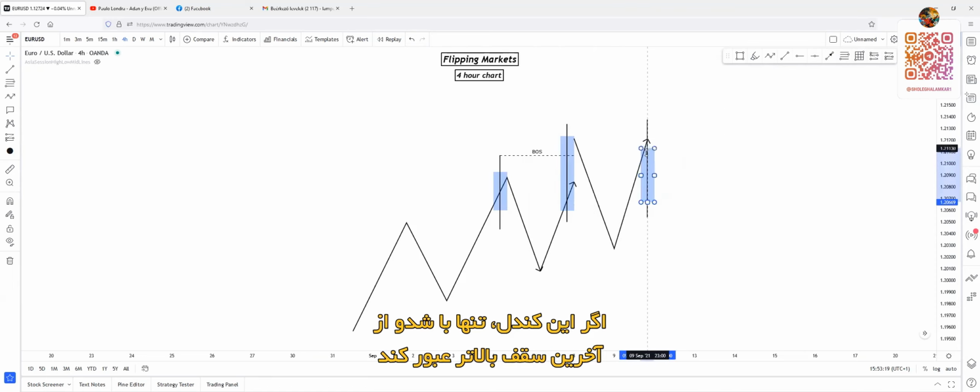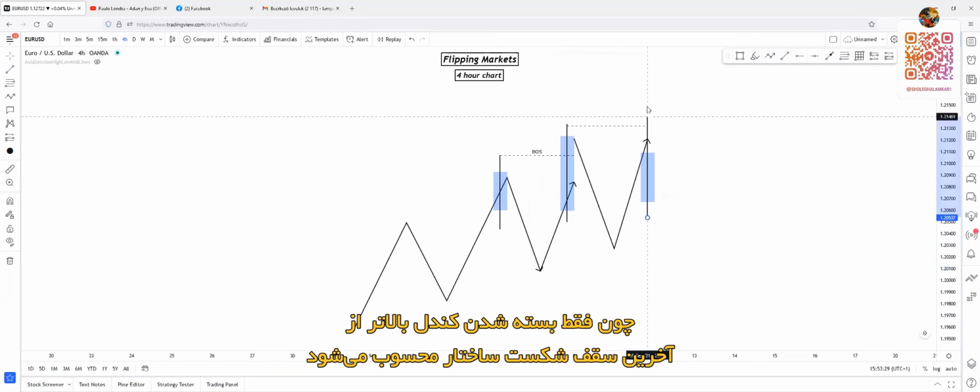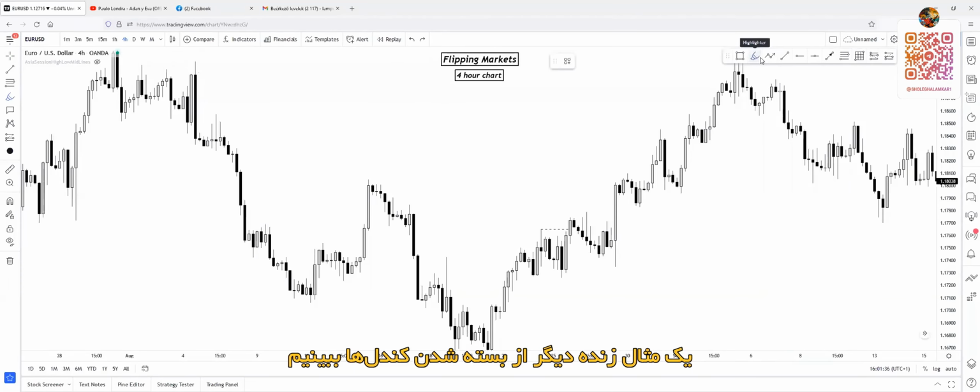So if this candle closes above this last higher high with just a wick, then it won't be a breakout structure, because if the wick closes above, that is not a breakout structure. It has to close above with the body. Okay, so let's see another live example for the closures.